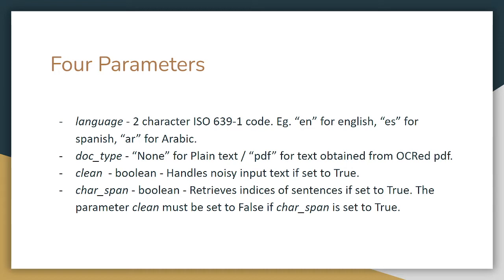The clean parameter is used for text pre-processing and text cleaning, and when set to true, it performs this task. The char span parameter basically will return the string indices of the tokenized sentences. So it's basically just the indices that it's going to return.